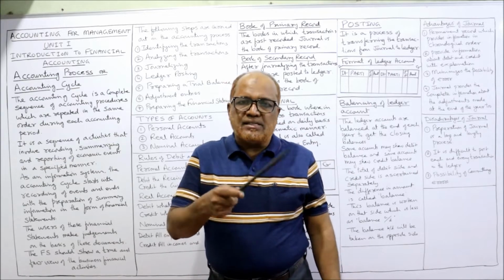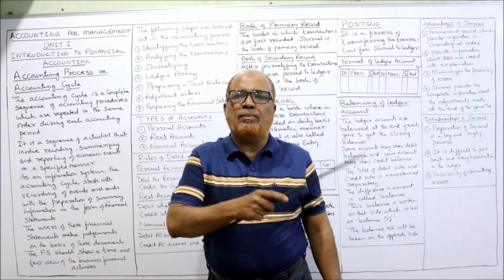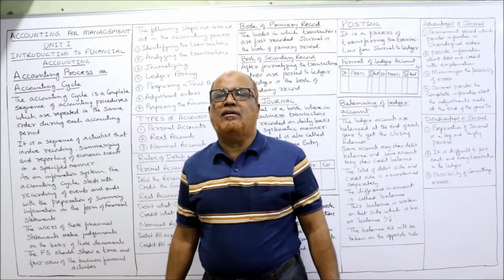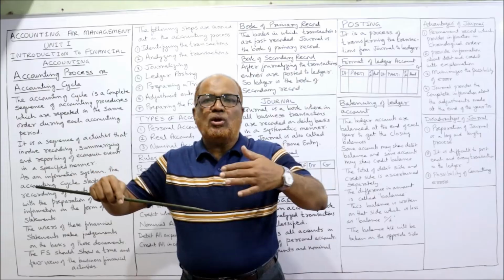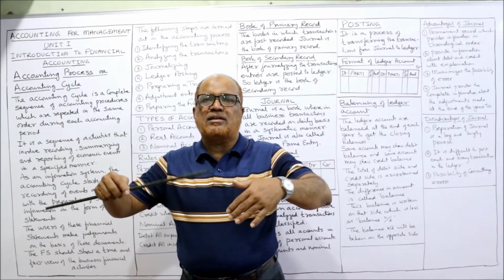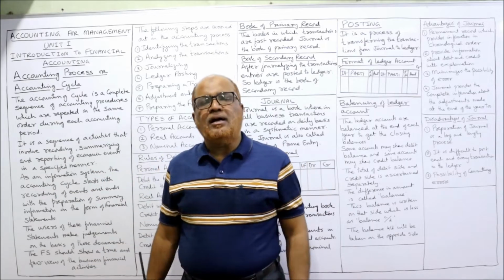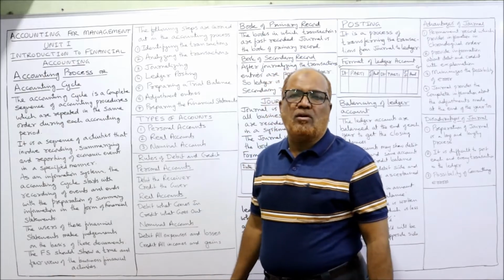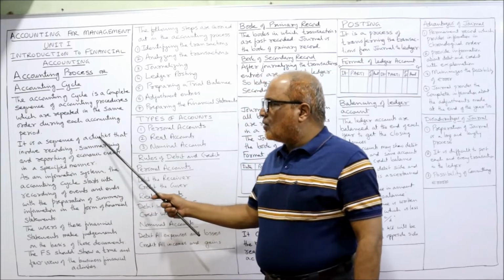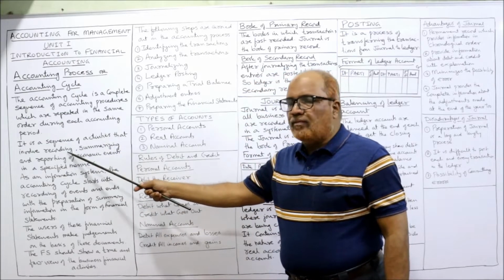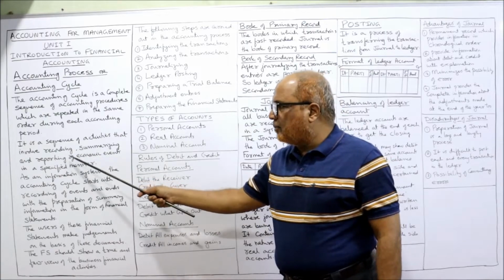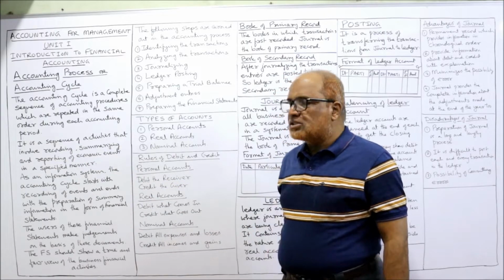That means first step, then second step, then third step, then fourth step. Like that it will be repeated every year. This repetition of the same activities every year is called accounting process or accounting cycle. It's a sequence of activities that involve recording, summarizing and reporting of economic events in a specified manner.